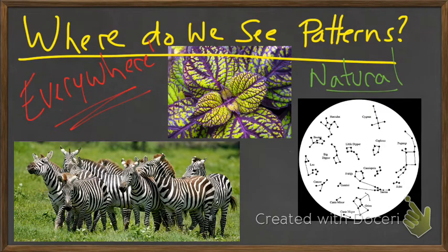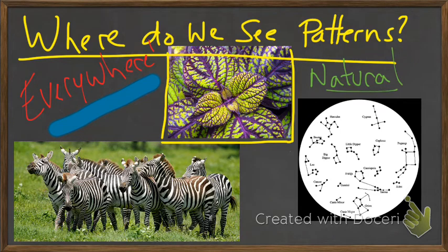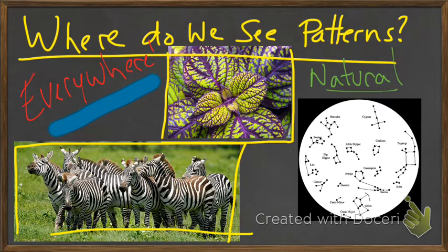So where do we see patterns? We actually see patterns everywhere. A couple images that we've already seen, these beautiful green and purple flowers. We have our zebras, a lot of different animals. You can think of leopards, cheetahs, they all have spots. Tigers have stripes. These are all patterns.